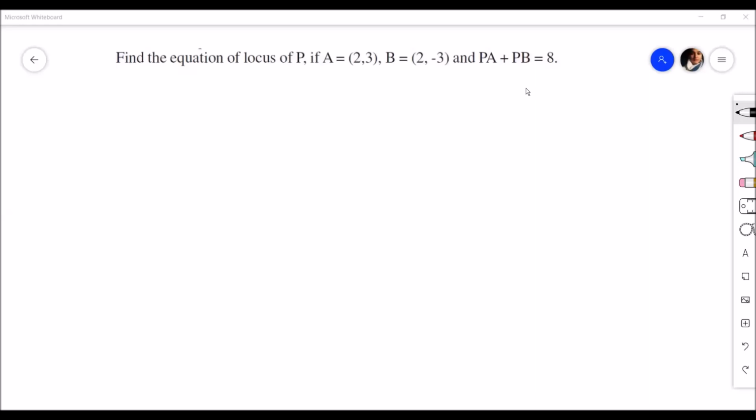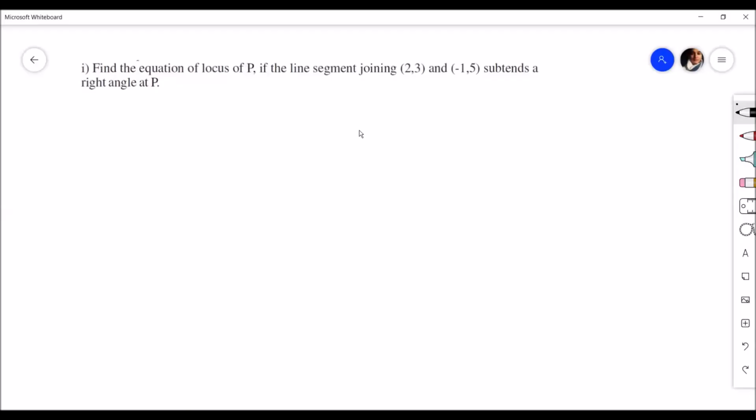Finish it off. I'll give you exactly 3 to 4 minutes to finish it. Try doing it, all of you. So that's your next problem. Find the equation of locus of P if the line segment joining (2, 3) and (-1, 5) subtends a right angle at P.